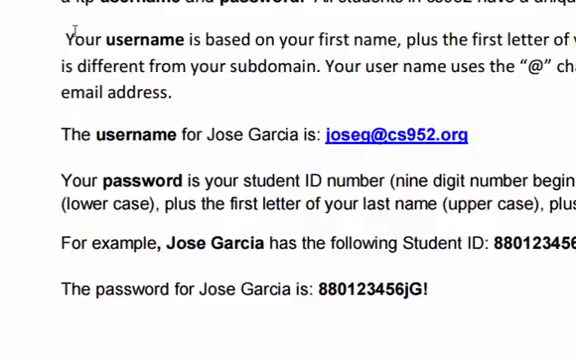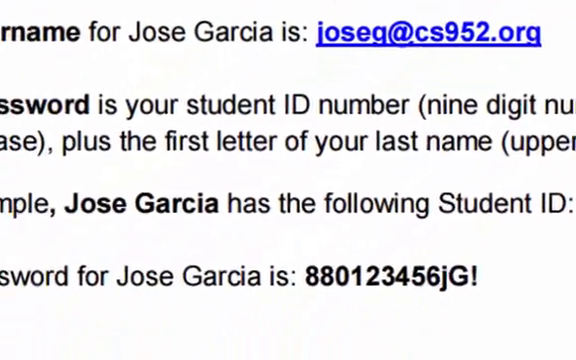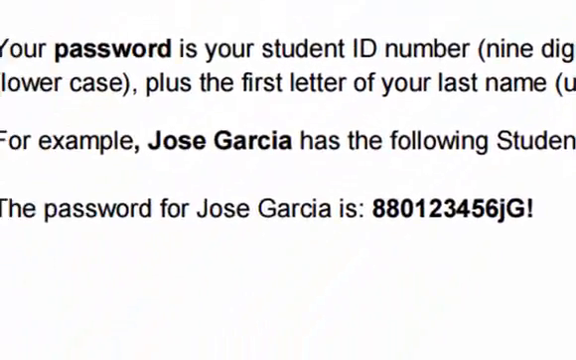The username uses the at character in place of the period. The username resembles an email address. So the username for Jose Garcia, it's joseg, at cs952.org. Okay? Your password is your student ID number. That's your 9-digit number that begins with 88. Your password is your student ID number.